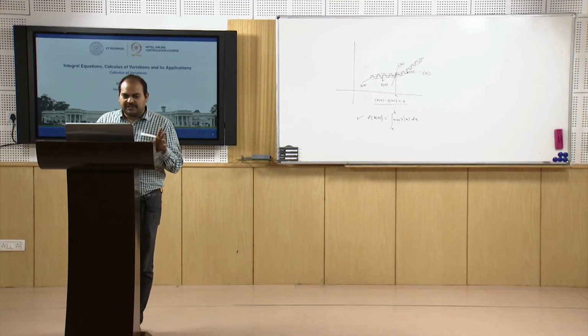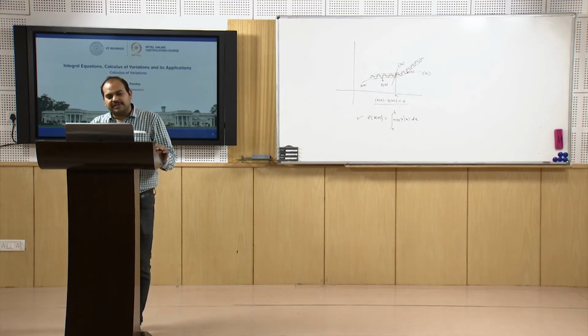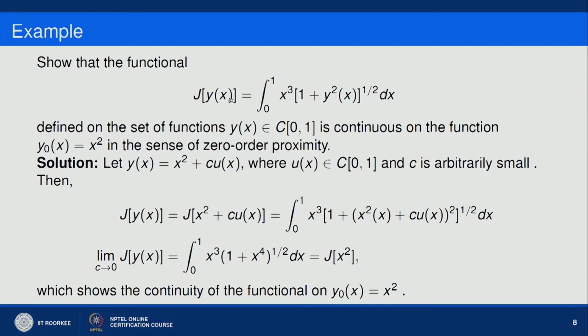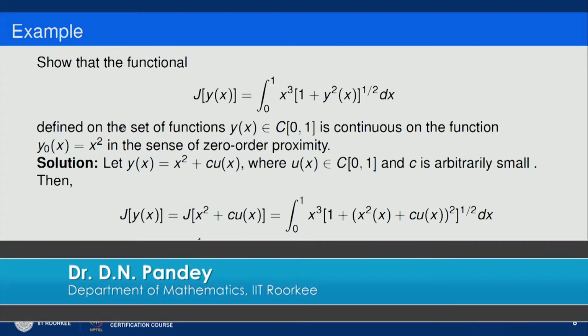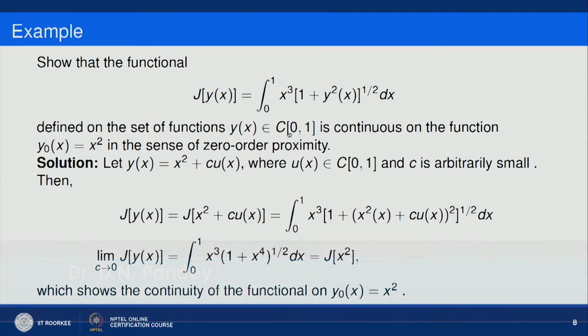So here we are discussing an example of continuity. The example says: show that the functional J[y(x)] equal to the integral from 0 to 1 of x cube times the square root of 1 plus y square(x) dx, defined on the set of functions y(x) in C[0,1], where C[0,1] is the space of functions which are continuous on the closed interval 0 to 1, is continuous on the function y naught(x) equal to x square in the sense of zero order proximity.